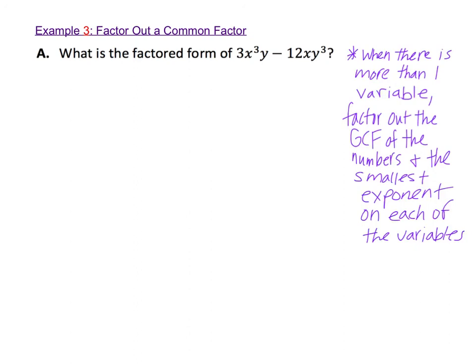I'd recommend that you maybe pause the video quick and copy that down. When there's more than one variable, factor out the greatest common factor of the numbers and the smallest exponent on each of the variables. So let's start with the greatest common factor of the numbers.